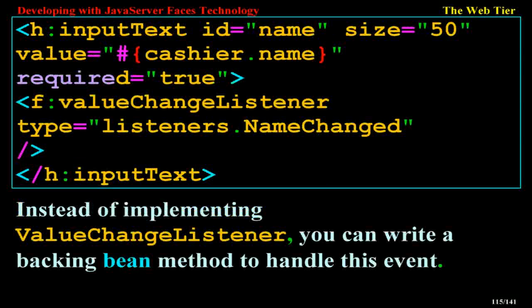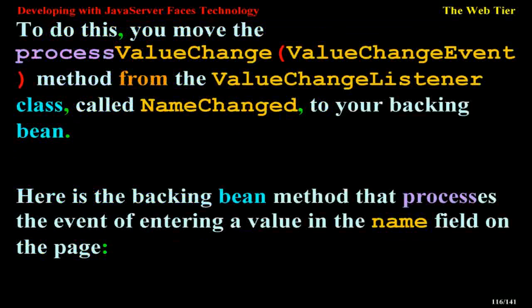Instead of implementing ValueChangeListener, you can write a backing bean method to handle this event. To do this, you move the processValueChange event method from the ValueChangeListener class, called NameChanged, to your backing bean. Here is the backing bean method that processes the event of entering a value in the name field on a page.